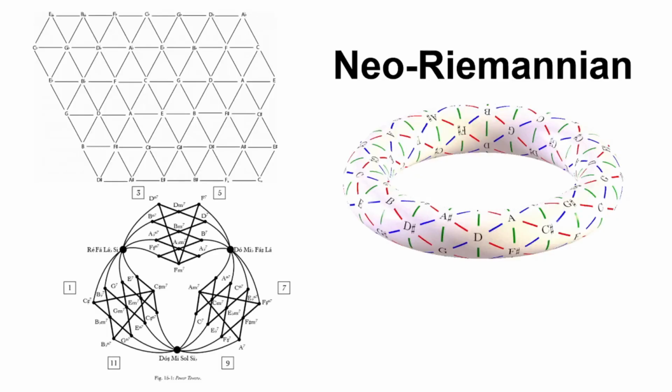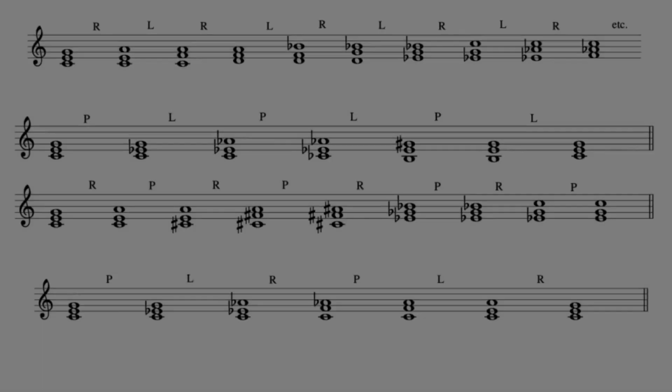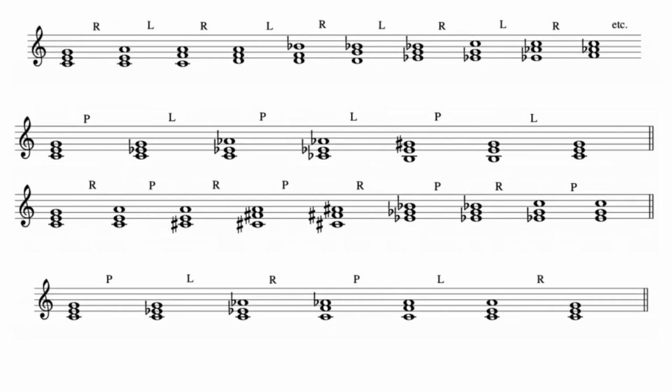What is Neo-Riemannian music theory? Neo-Riemannian theory allows for someone to analyze triadic harmony without needing to identify a tonic. It does this by relating triads to each other via shared notes.